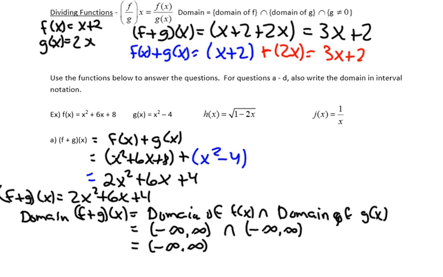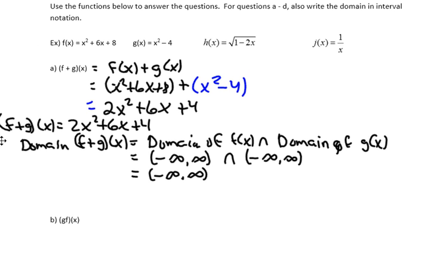Okay, let's skip down to b then. So now that is g f of x. Now what that means is I'm going to take and multiply the two functions together. So I'm going to expand it out. That's the same thing as g of x times f of x. Well, you know g of x from above is x squared minus 4. And in blue, I'm going to do f of x, which is x squared plus 6x plus 8.